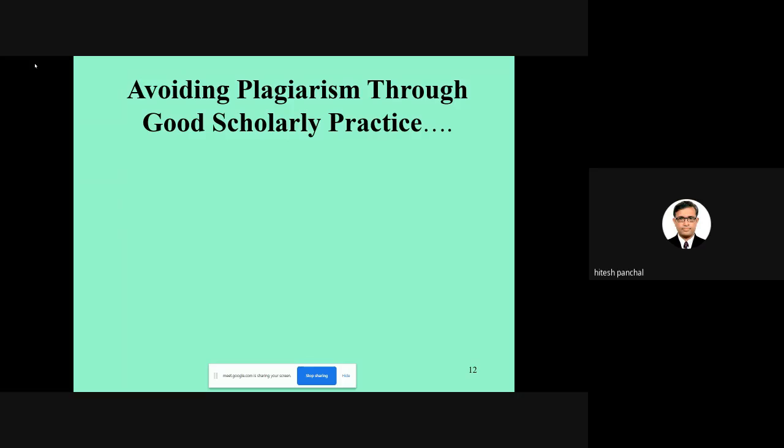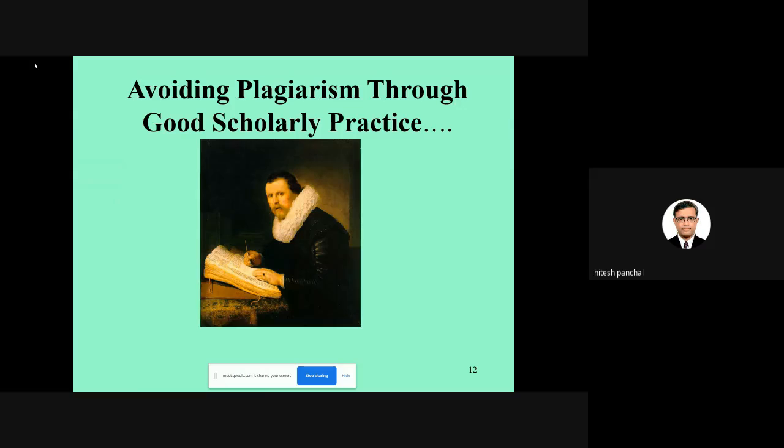Avoiding plagiarism through good scholarly practice. Whenever you submit your research article, you must write in such a way that your article and you are safe.